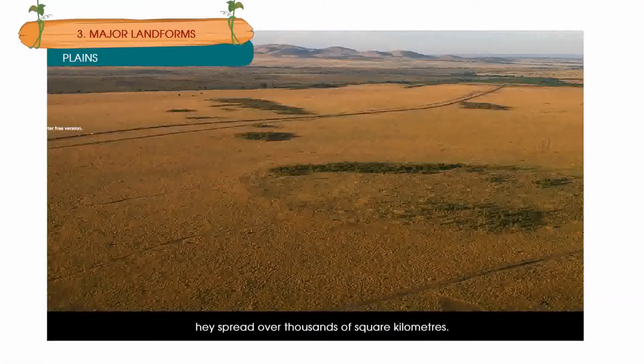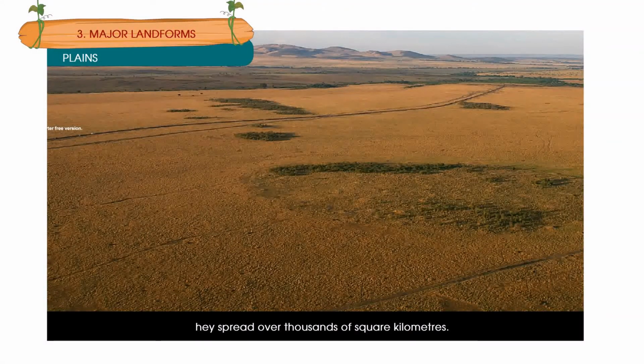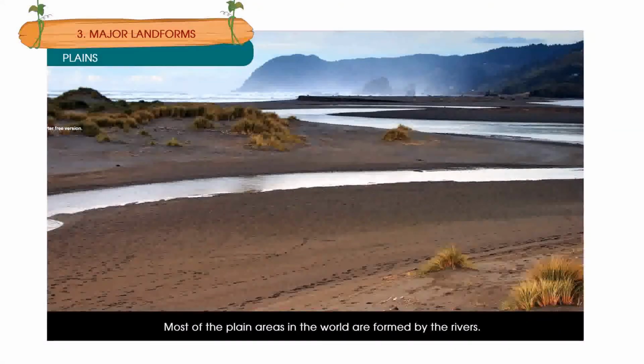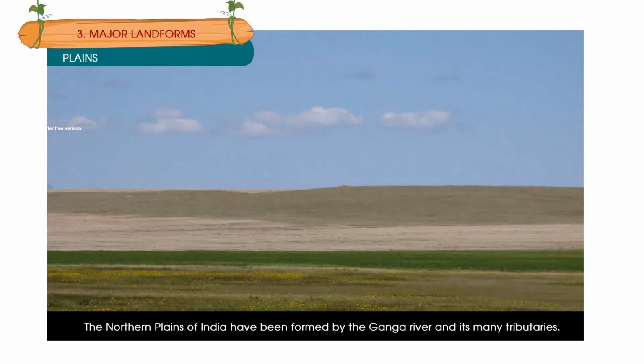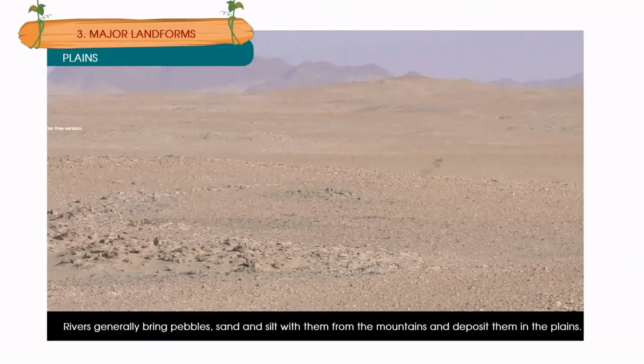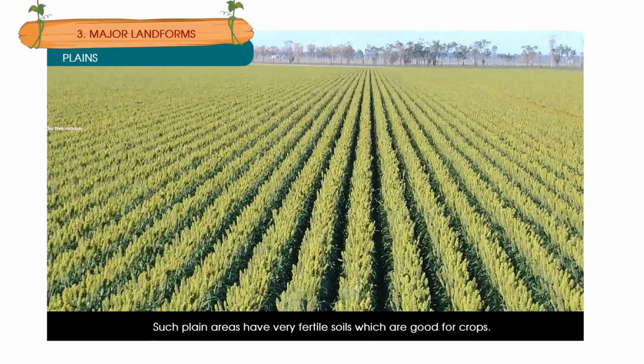They spread over thousands of square kilometers. Most of the plain areas in the world are formed by the rivers. The northern plains of India have been formed by the Ganga River and its many tributaries. Rivers generally bring pebbles, sand, and silt with them from the mountains and deposit them in the plains. Such plain areas have very fertile soil, which is good for crops.